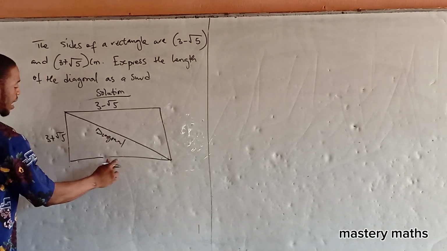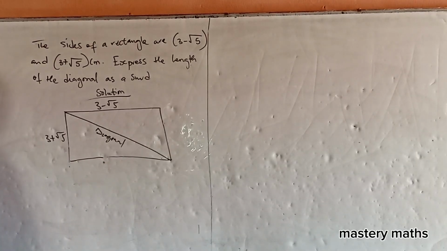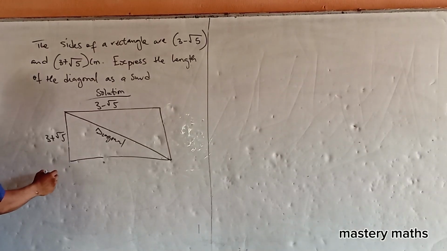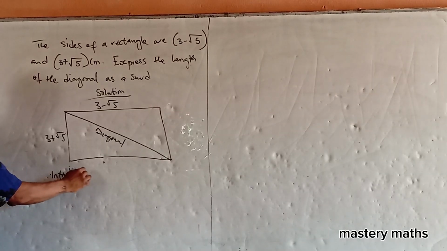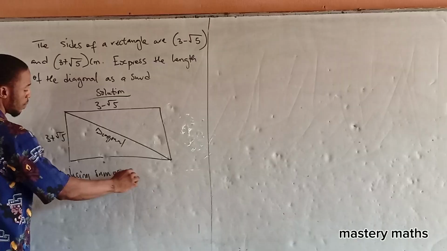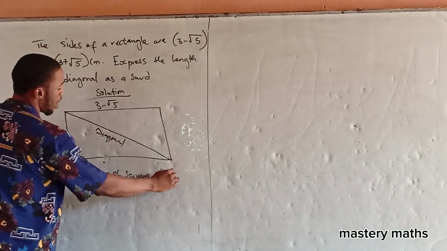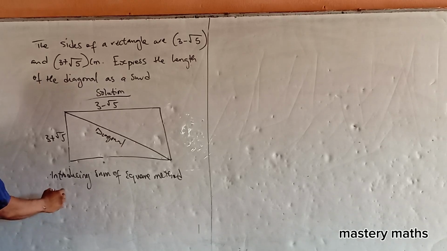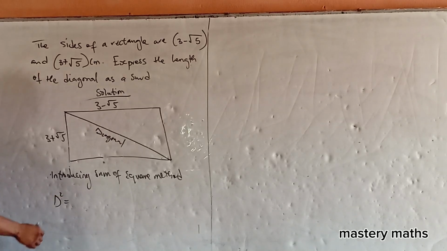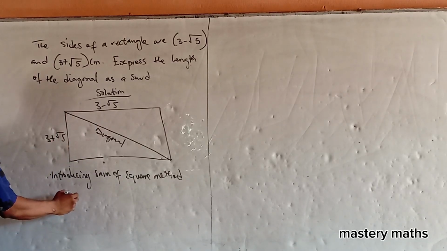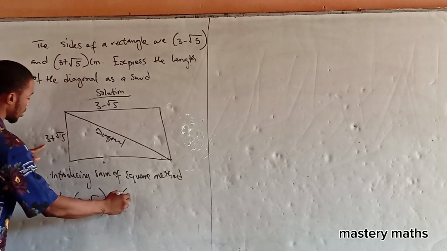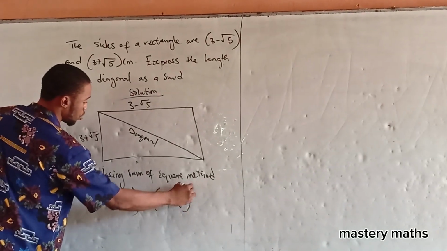Now, here comes the 5 seconds method. We do that by introducing the sum of squares method. Sum of squares method, which is we have our diagonal d squared equal to your (3 minus root 5) squared plus (3 plus root 5) squared.